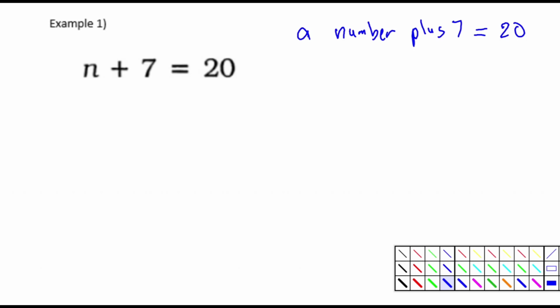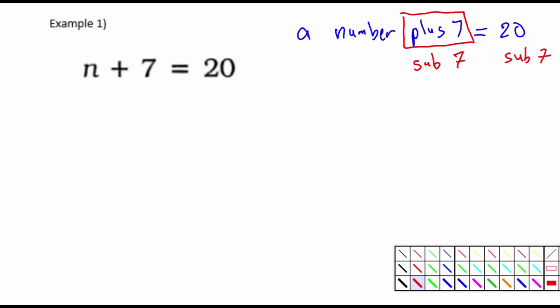But the reason I like doing this is because it helps me with my inverse operations. So to solve this problem, we just do the inverse operation of adding 7. So what's the opposite of adding 7? Well, we should subtract 7. So now what we're going to do is subtract 7 from both sides. We're going to subtract 7 there, and we're going to subtract 7 here.